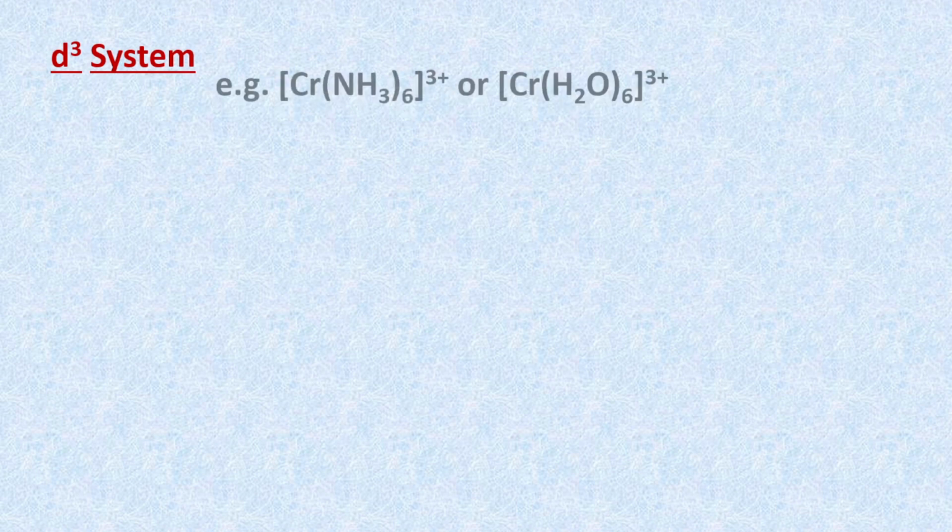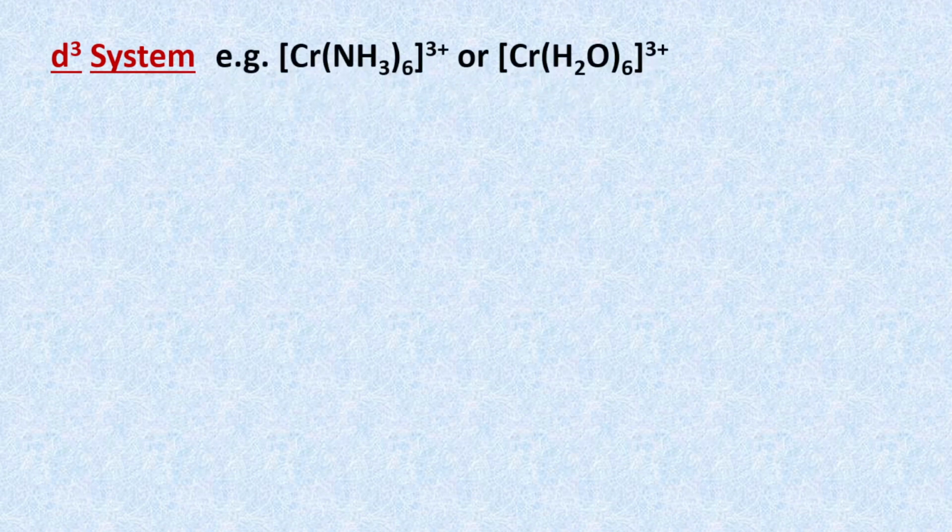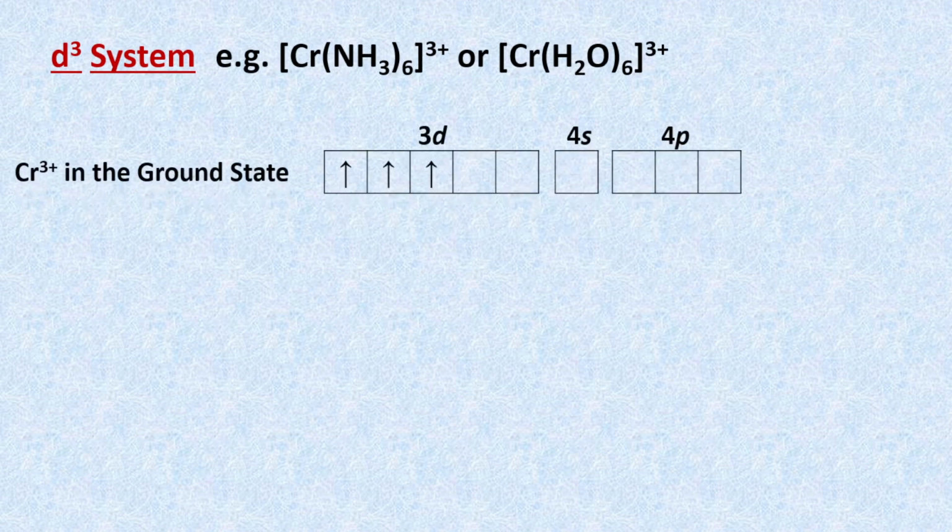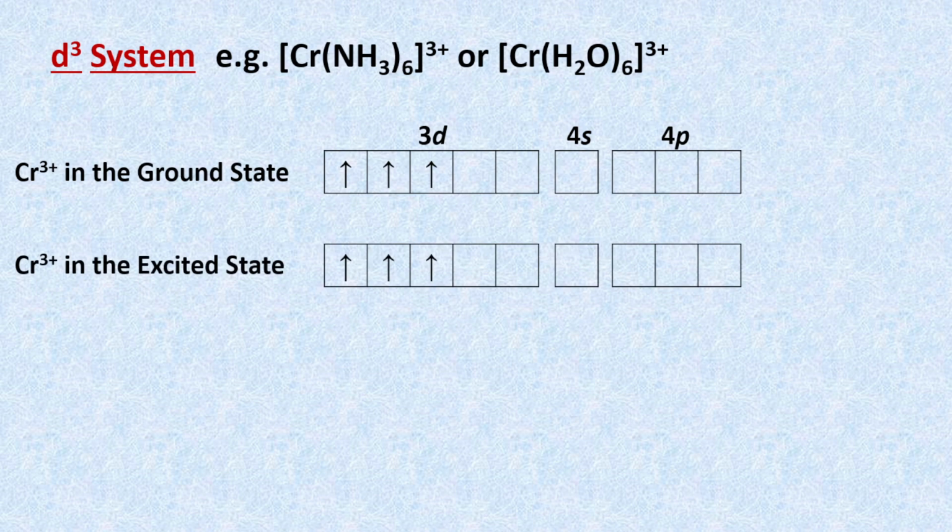D3 system example: hexaamminechromium(3+) and hexaaquachromium(3+). The atomic number of chromium is 24 and its oxidation state in this complex is +3. So the valence electronic configuration is 3d3 4s0 4p0. It already has two vacant 3d orbitals, so its excited state remains the same as the ground state.